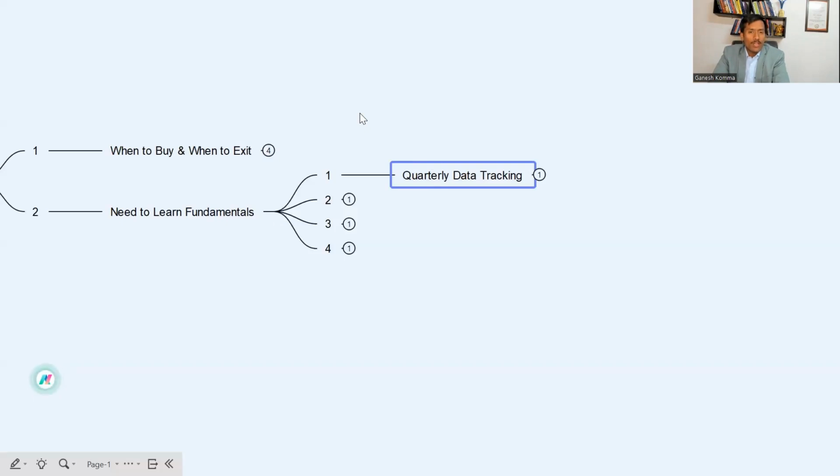But right now, if you are planning to add more, one observation: if you see the latest quarterly data, if you check in Screener, right?